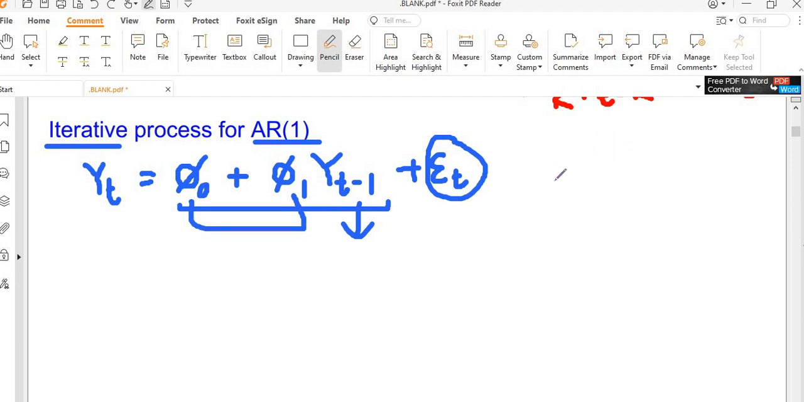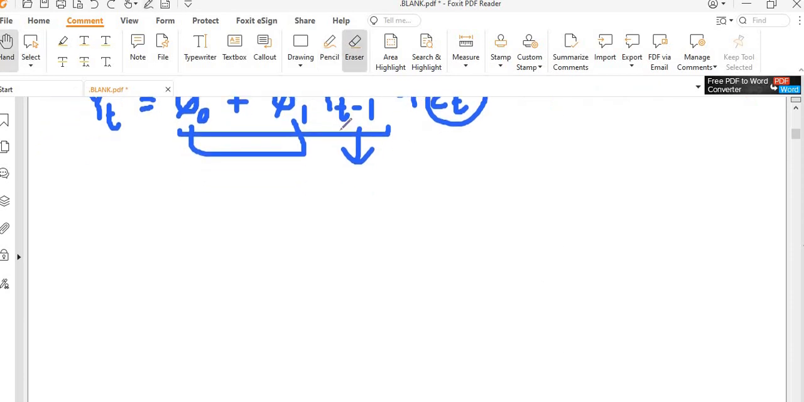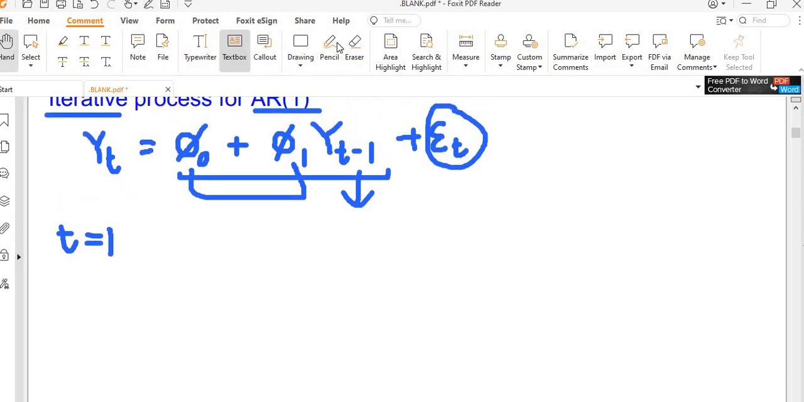There is a different expression, and that we can generate from the iterative process. Now what do we do in the iterative process? Let us first put t equal to 1 in the previous expression. So if this is equation 1, let us put t equal to 1 in this equation.